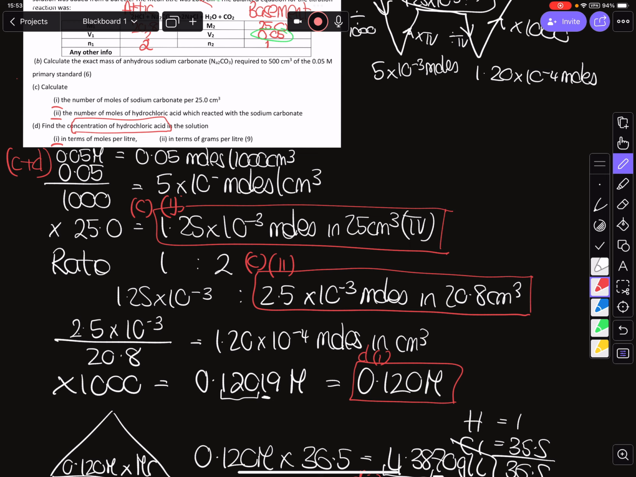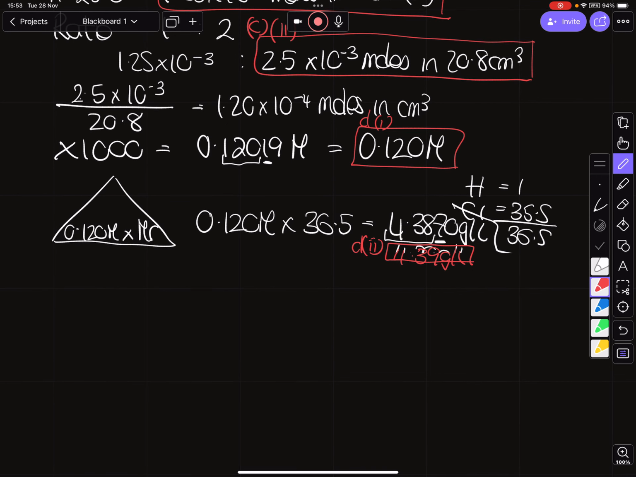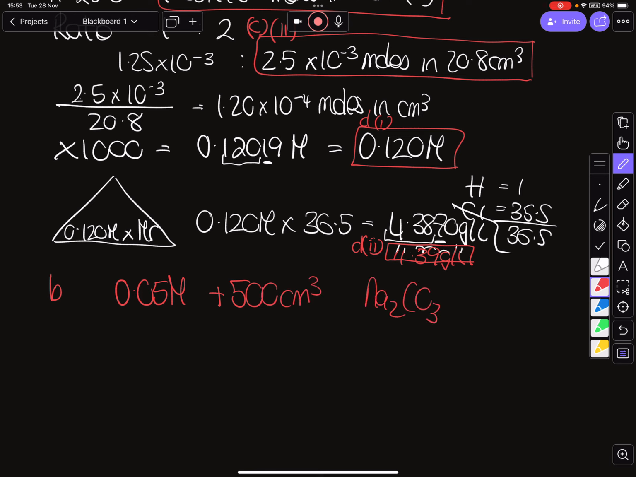I'm going to go up to the top bit, and it says, calculate the exact mass of anhydrous sodium carbonate required to make 500 centimetres cubed of 0.05 M. So this is now, I think it was said it was B. So 0.05 moles, and it's 500 centimetres cubed. And we are doing sodium carbonate.